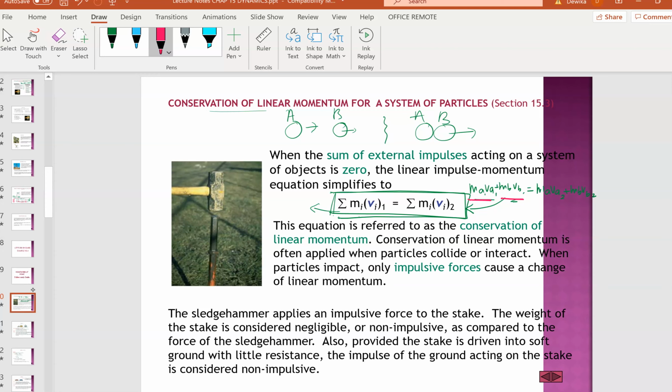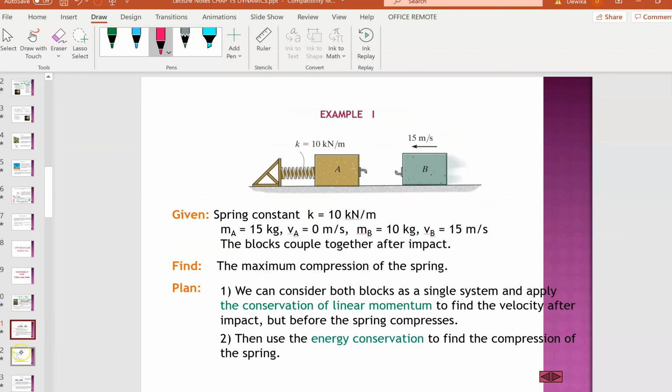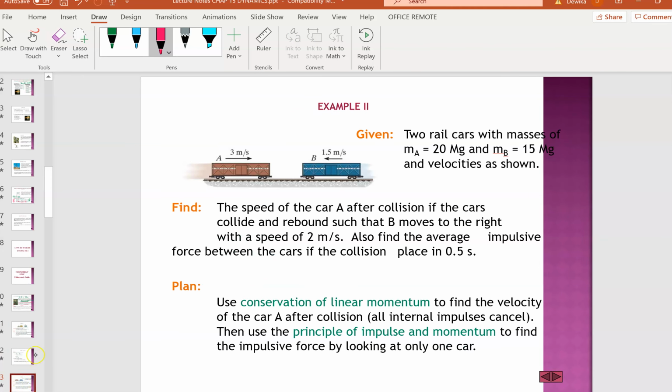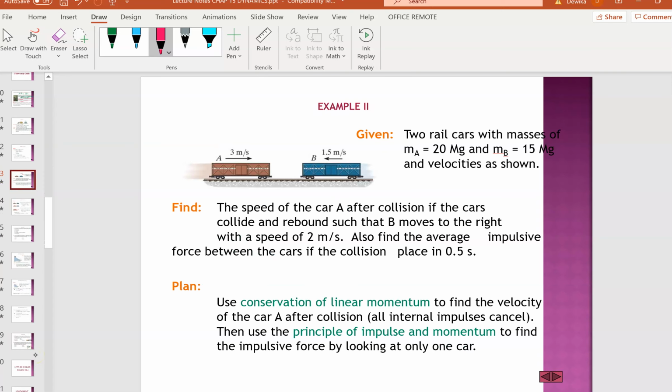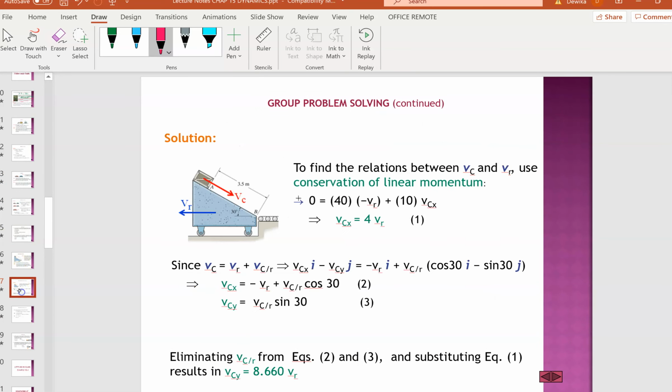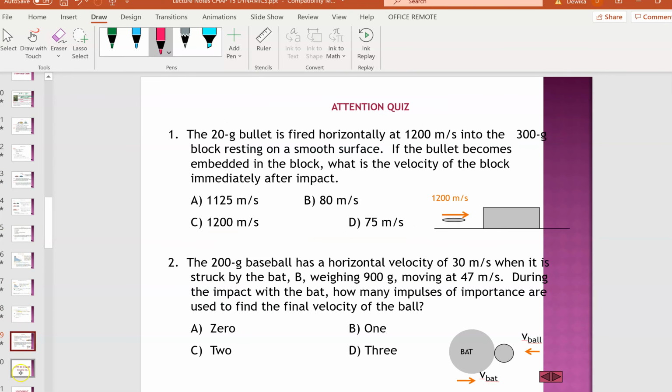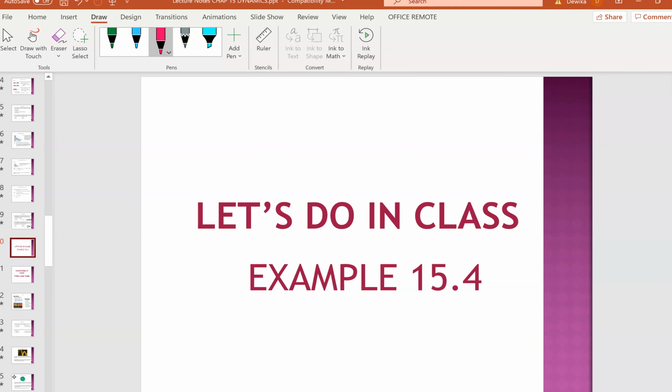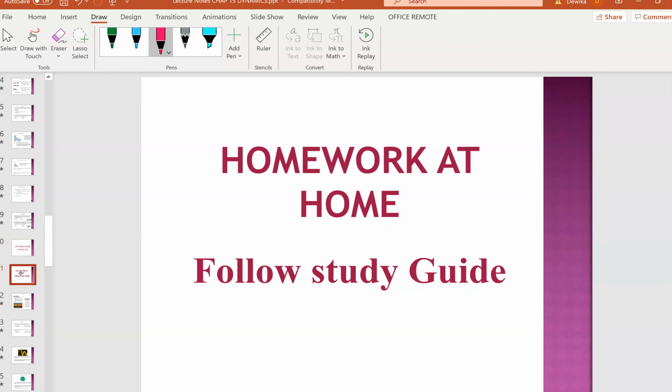Coming back to this equation, it is referred to as conservation of linear momentum. When particles impact, only impulsive forces cause a change to the linear momentum. This is an example of a sledgehammer. There are examples on the slides itself. I always go through tougher examples from the textbook. The slide ones you can just read by yourself.